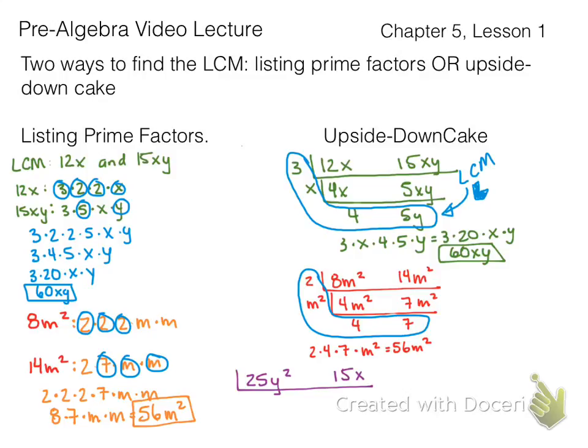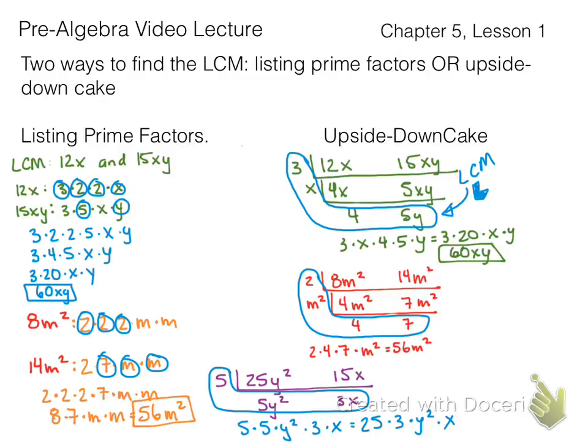All right. Last example for the upside down cake. What goes into 25y squared and 15x? That would be 5. Nothing else is left over. So draw your L, and you get 5 times y squared times 3 times x, which is going to give you 25 times 3 times y squared times x, which is 75xy squared.